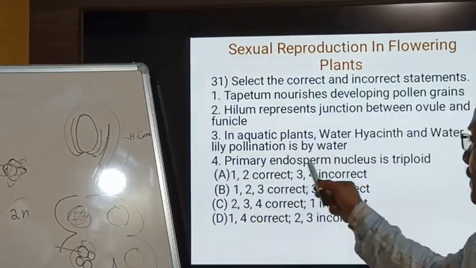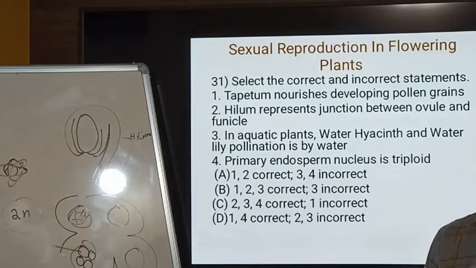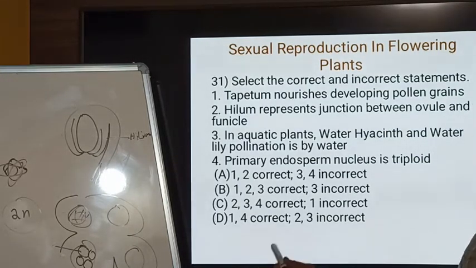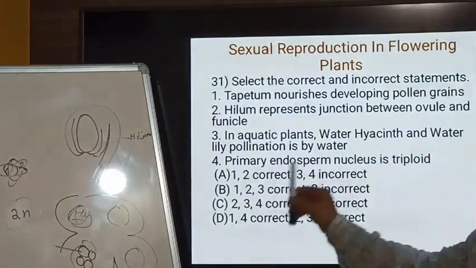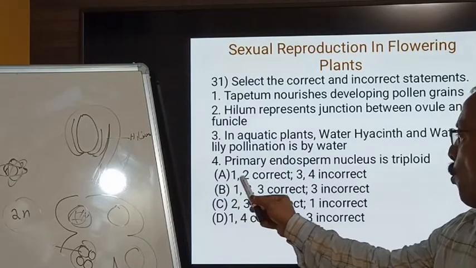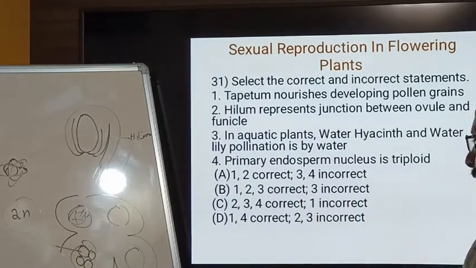Fourth statement, primary endosperm nucleus is triploid. Yes, of course, primary endosperm nucleus is triploid. It is a product of triple fusion. So let us check the options. First and second correct, third and fourth statements incorrect.